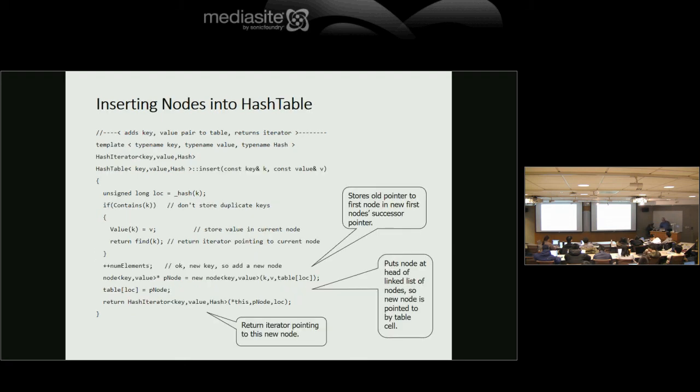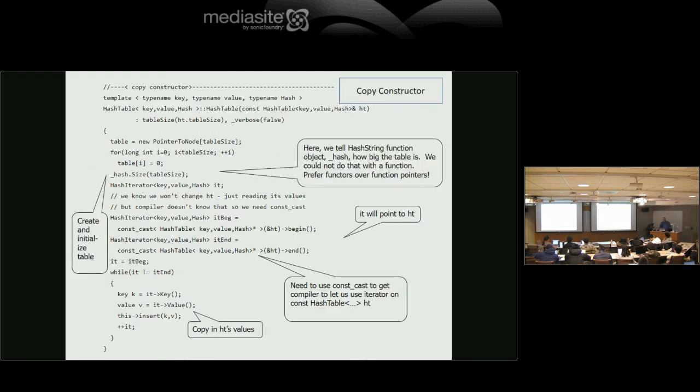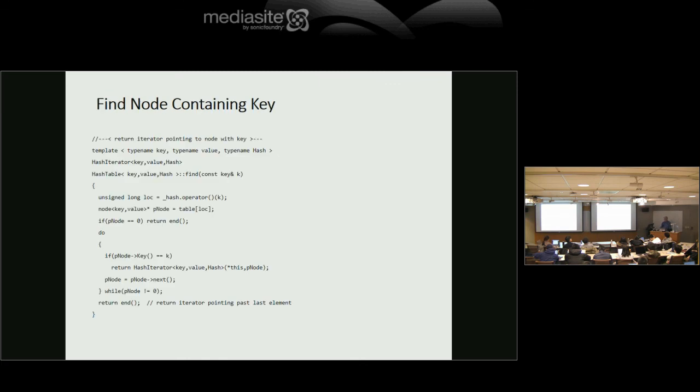So there's more here. Inserting nodes in a hash table. Does this container hold this key? Find node, and so on. I don't think there's any point in you going over and looking at that. I think you want to understand these first slides we talked about. What are policies? What are traits? What's the syntax for templates in this real situation, not these little toy cases, but a real situation where I'm trying to do something useful? What's the syntax? So it's good for that.